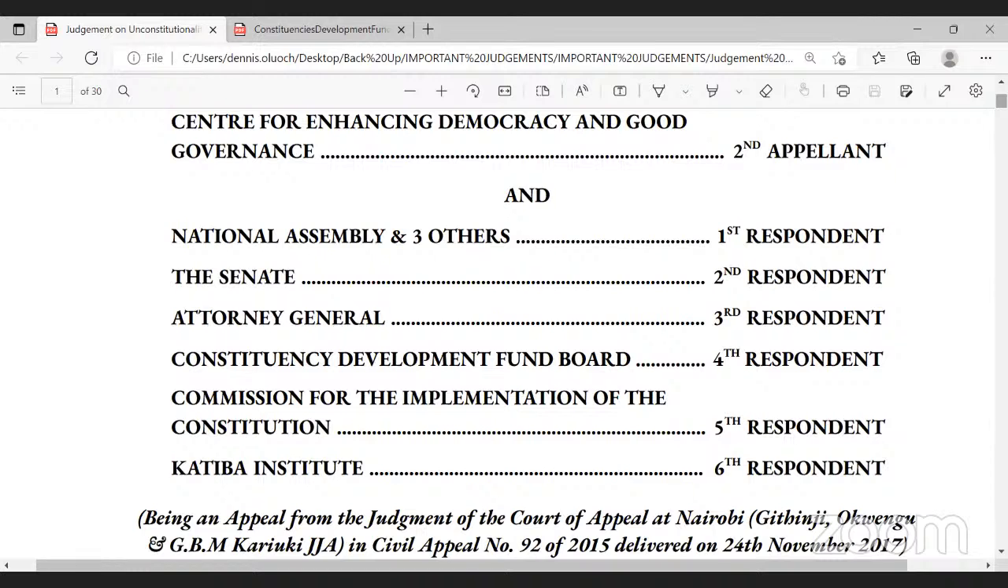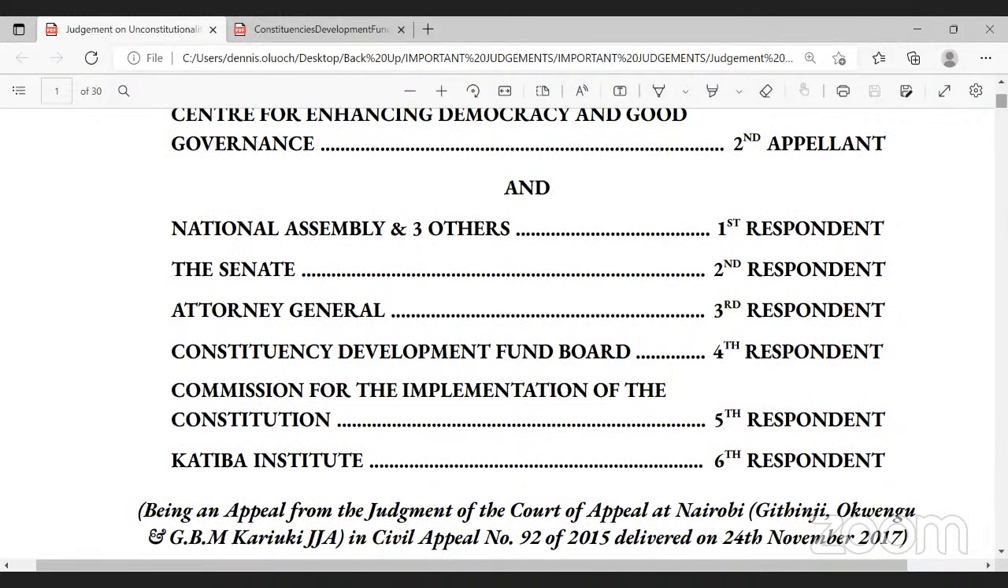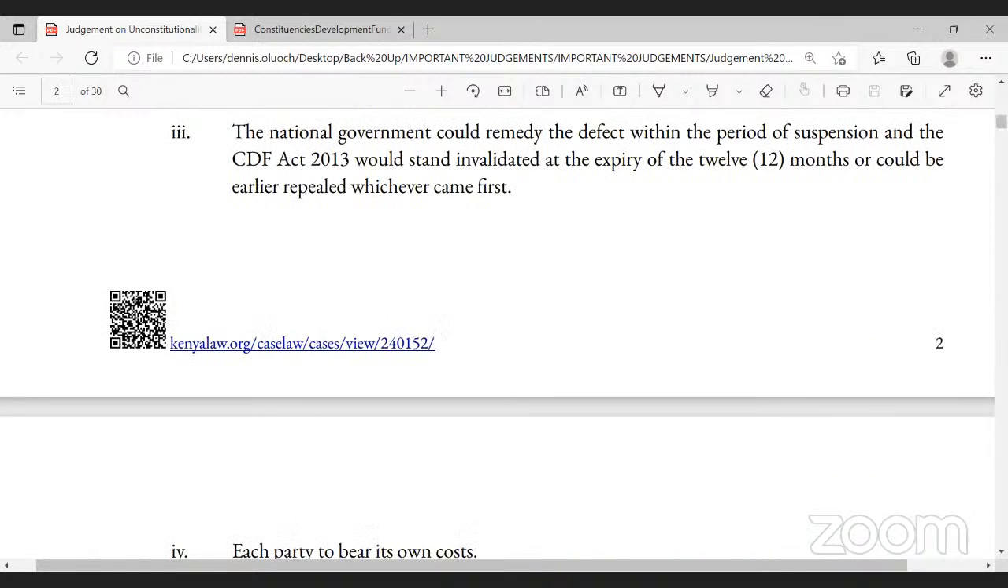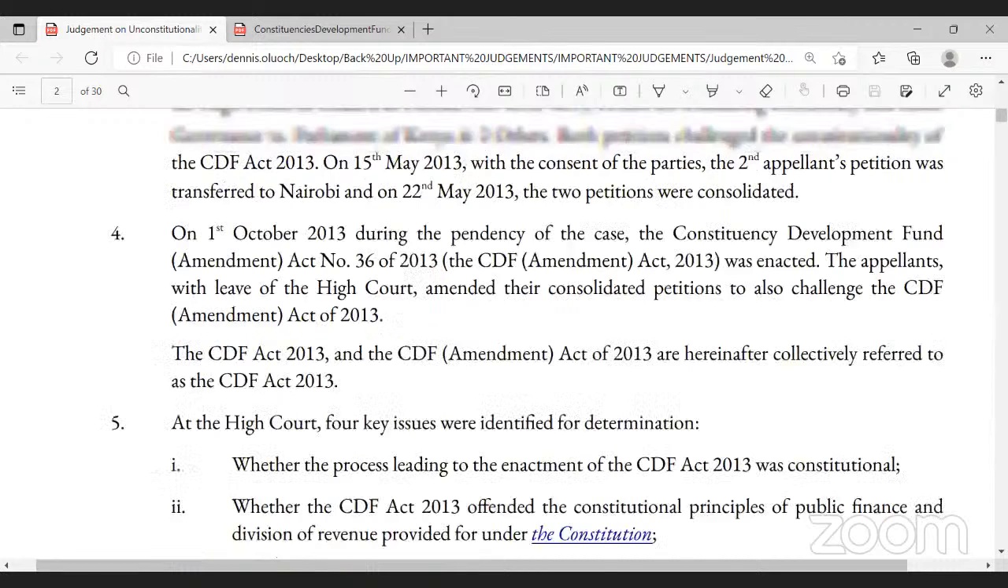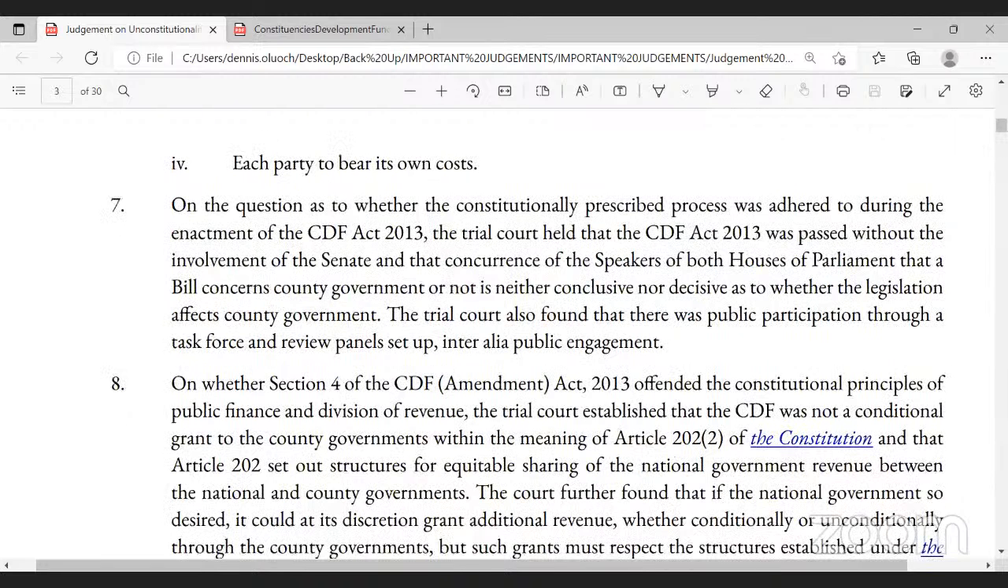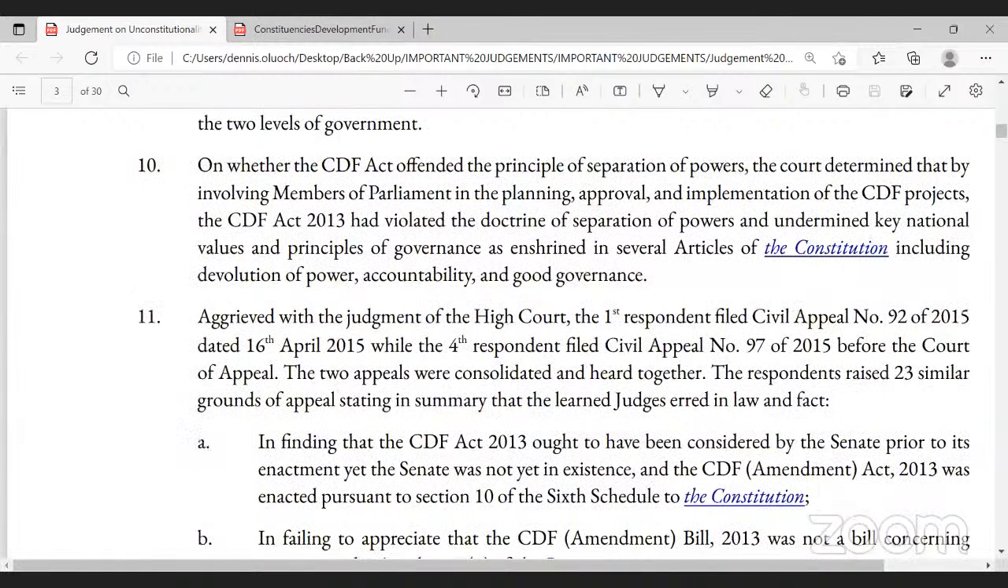Remember, this was taken to court in 2013, and the judgment by the High Court came in February 2015. We want to pick up from after that judgment, from note 11, which agreed with the judgment of the High Court. And what was the judgment? What were the orders?